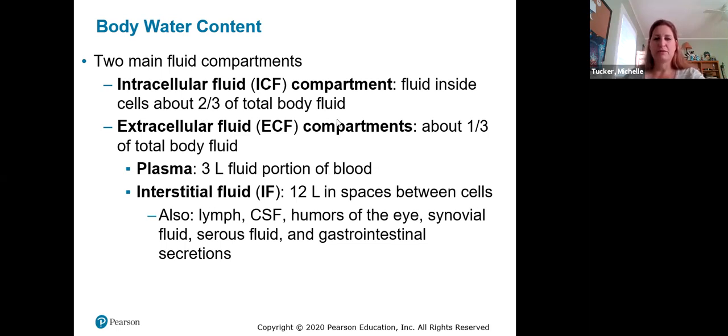Extracellular fluid is the remaining 1/3 of body fluid. It is comprised of two separate compartments: plasma, which makes up about 3 liters, and then interstitial fluid, which is the fluid between cells and between the cells and the plasma. And that's going to be the greatest proportion of extracellular fluid. There is also lymph, cerebrospinal fluid, humors of the eye, synovial fluid, serous fluid, and GI secretions.